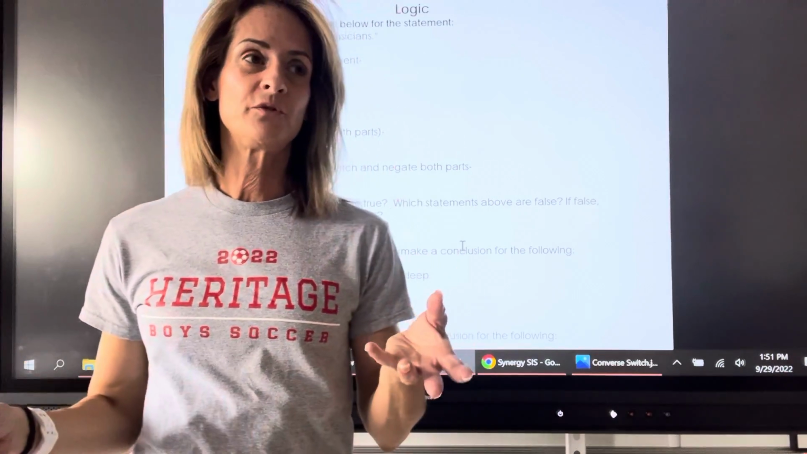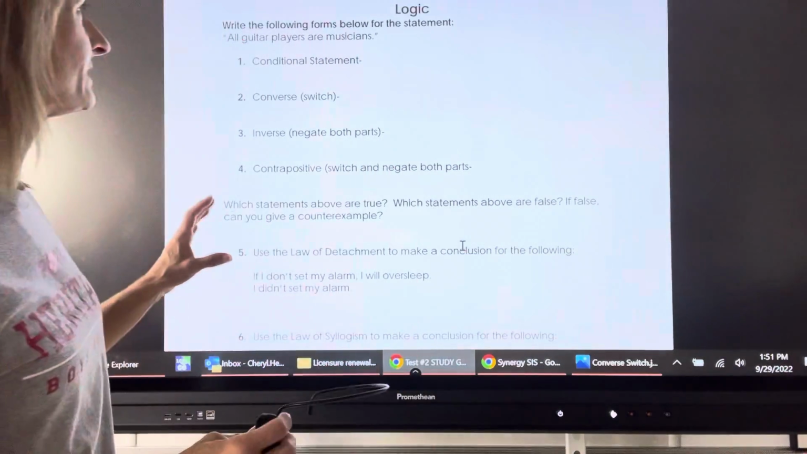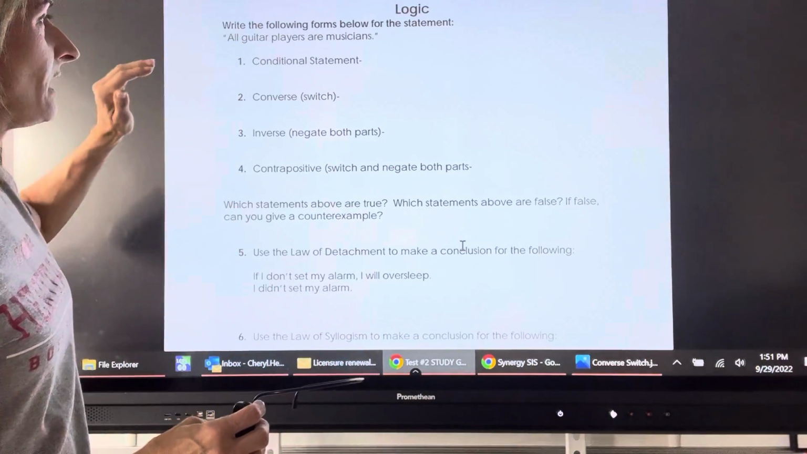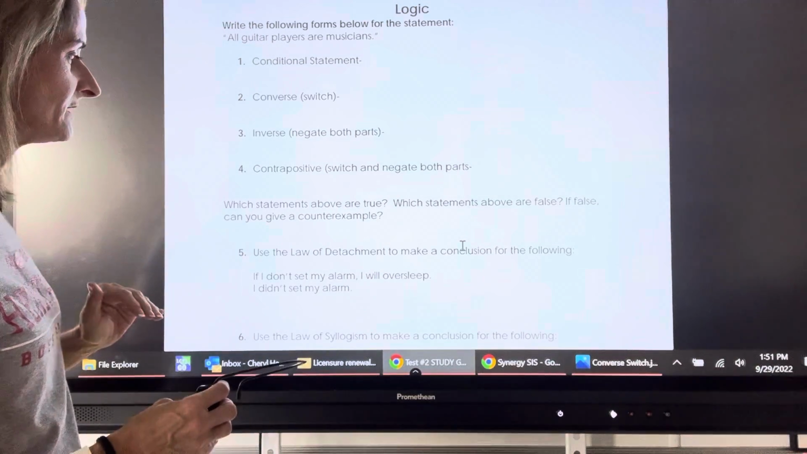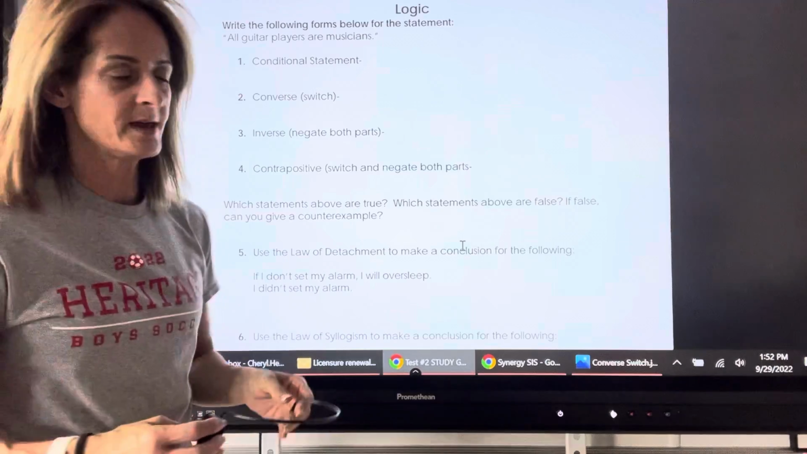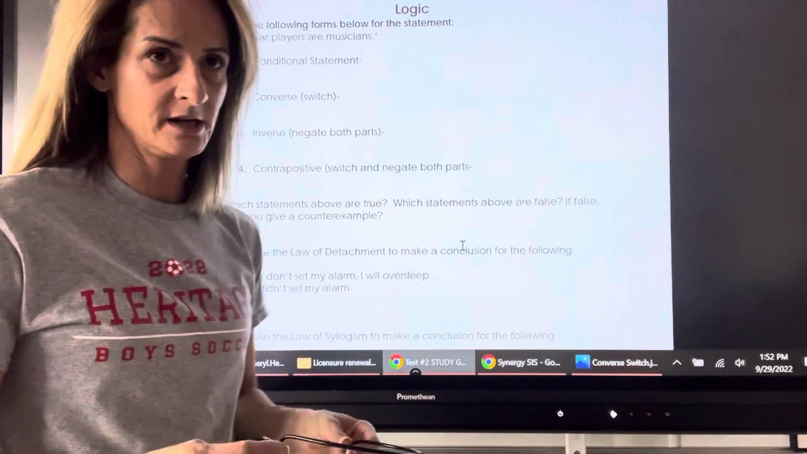So today we're doing a review for our test, and right now I'd like to go over how to write a conditional statement, the converse, the inverse, and the contrapositive. And if we get to the law of detachment and the law of syllogism, that'll be great. We'll just see how long it takes us. So without further ado, let's go ahead and start.